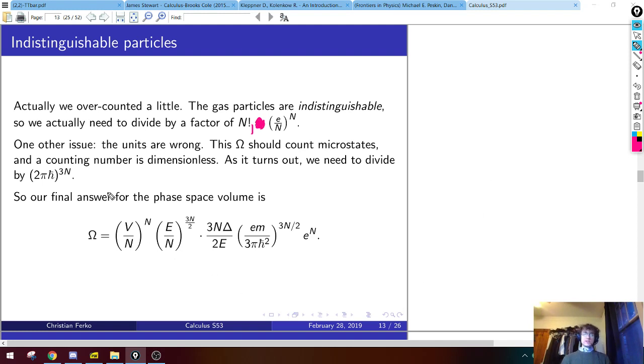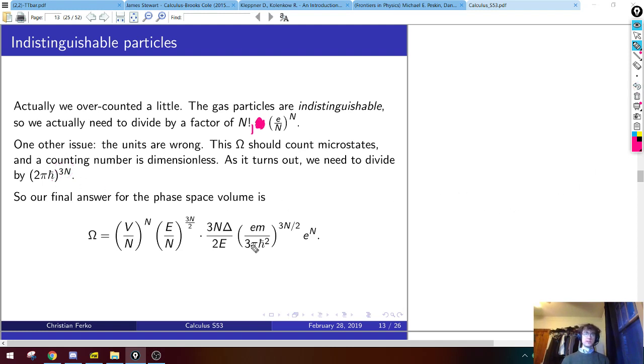There's one other very deep thing, which I'm not going to explain why it's deep. If this omega is just counting a number of states, that count should not have units. The number 5 does not carry units. But the omega we wrote down before actually had units of position times momentum, which it should not. So we need to divide by something with units of position times momentum, and the appropriate number of them, actually 3n of them, because of the integrals that we did.